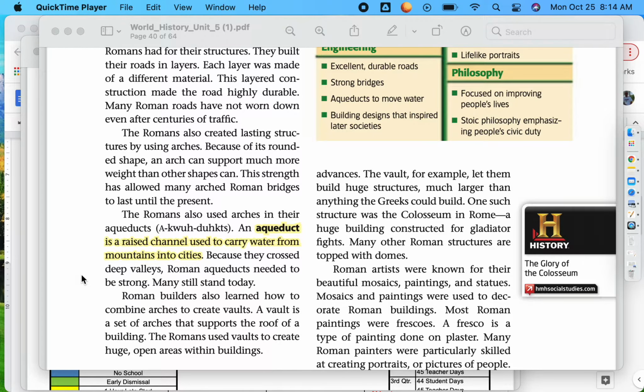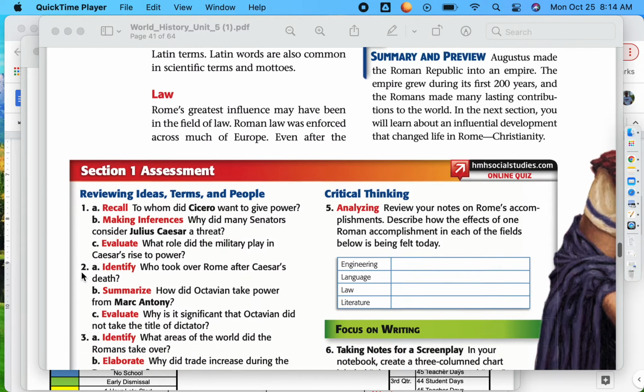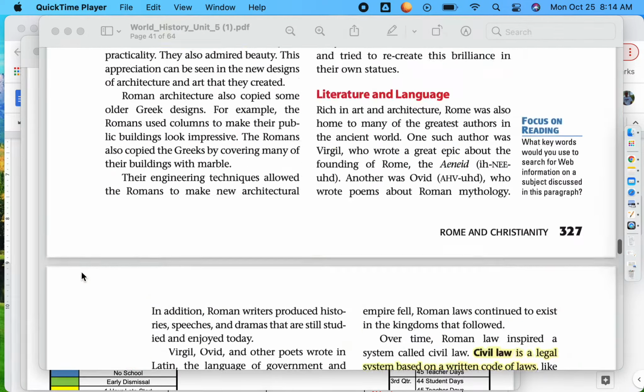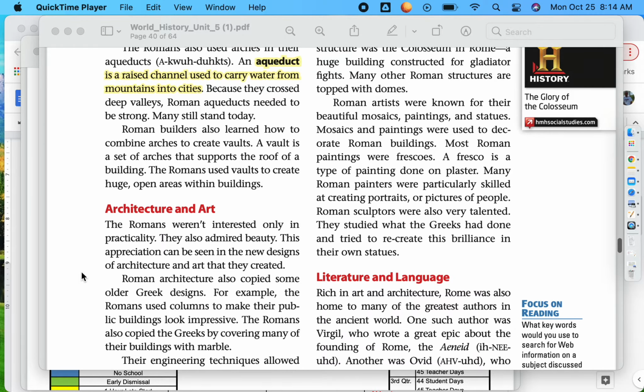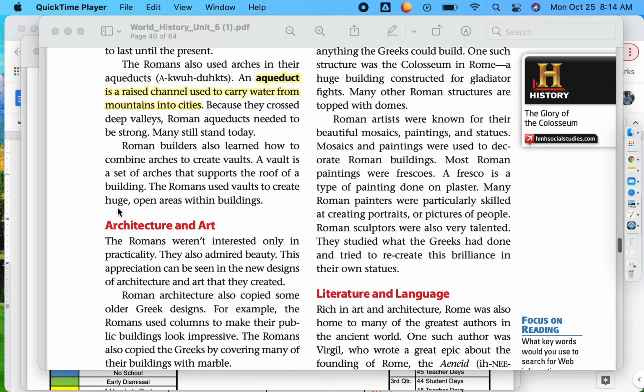Okay, the vault that Romans are able to use. I think there might be a picture of a vault somewhere on here. But anyways, the vault design where you would use a series of arches, a set of arches, and then you could build a vault that supports the roof of a building. Because of that, they're able to build these huge indoor structures with large domed roofs, things like that, that have this huge open area. It allowed them to build bigger and stronger. So the vault, very important.